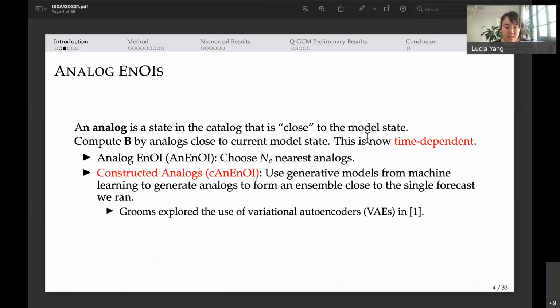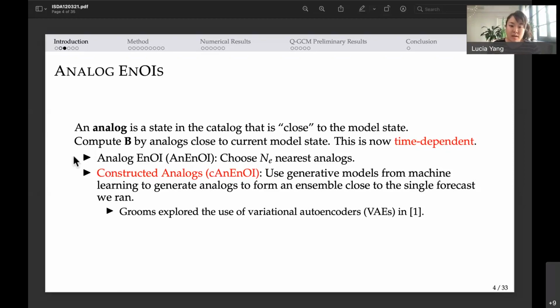So what we want to do is extend this idea of just approximating the sample covariance matrix by using analogs. And an analog is kind of a vocabulary from forecasting, where it simply refers to some state in the catalog that is close to the current model state. So what we want to do is we want to compute B by choosing analogs that are close to the current model state at each time of assimilation. And so this is now time dependent.